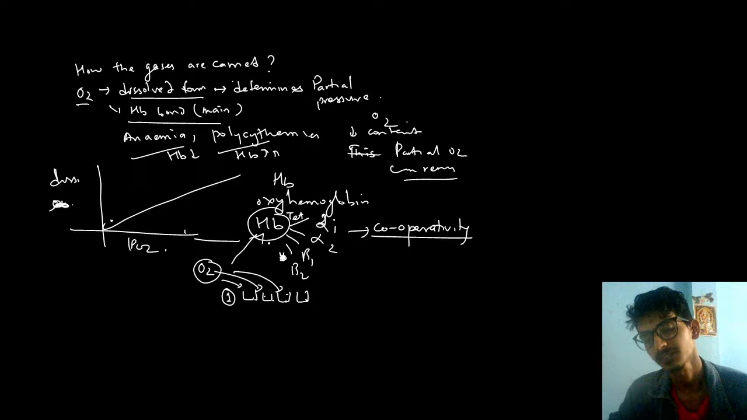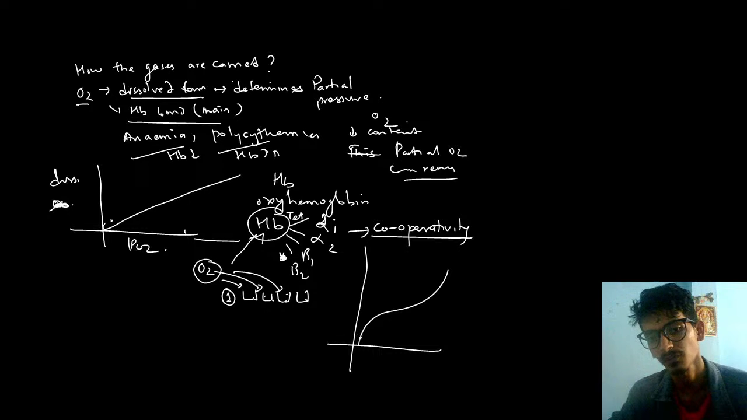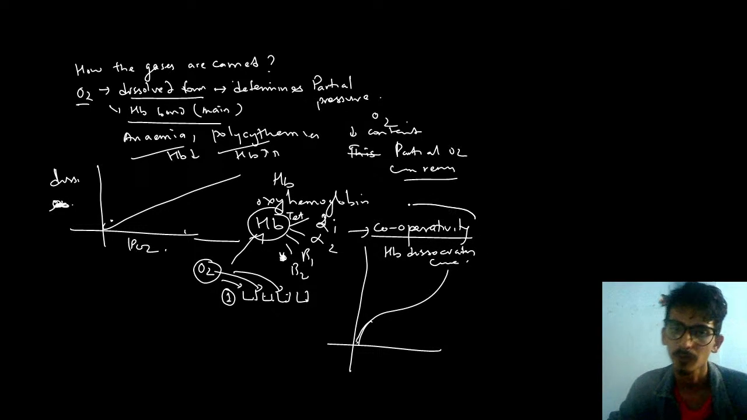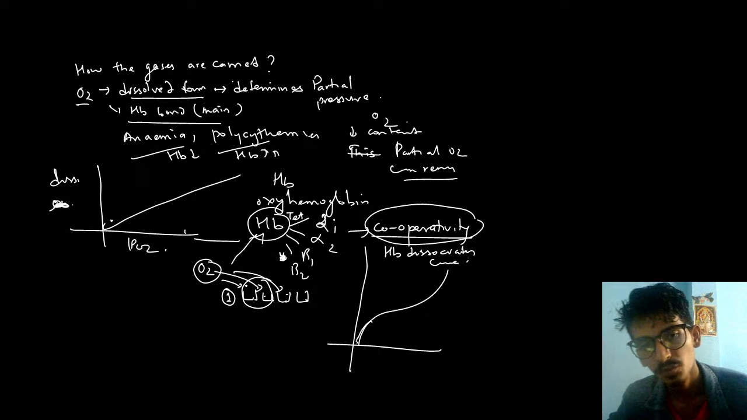This is the main principle behind the sigmoid nature of the curve in the hemoglobin dissociation curve. We have a sigmoid nature of the curve because of this cooperativity, because initially it is very hard to load the oxygen. That is seen here. And then once the oxygen is loaded, it is much easier for us to load more oxygen.